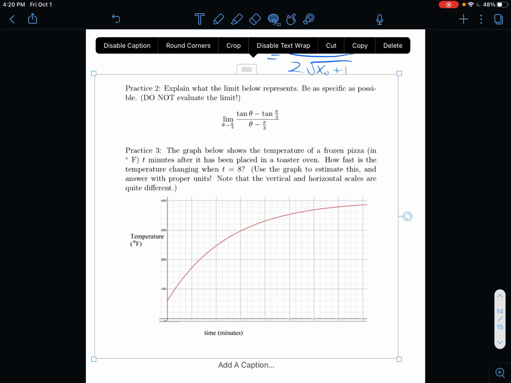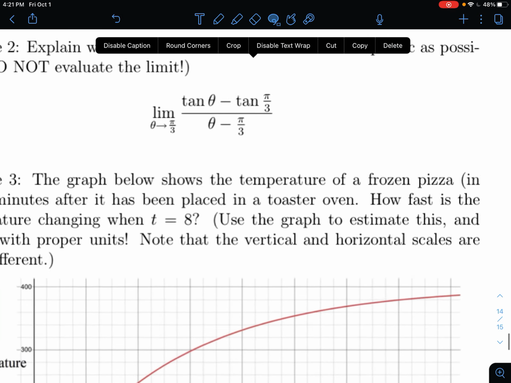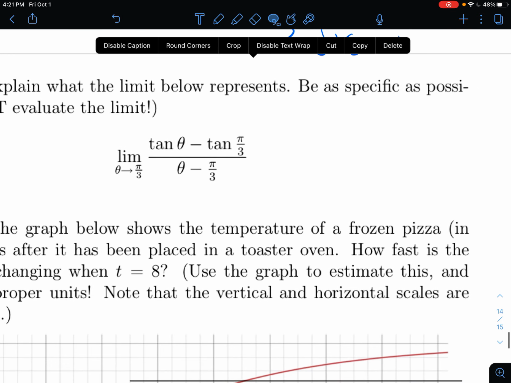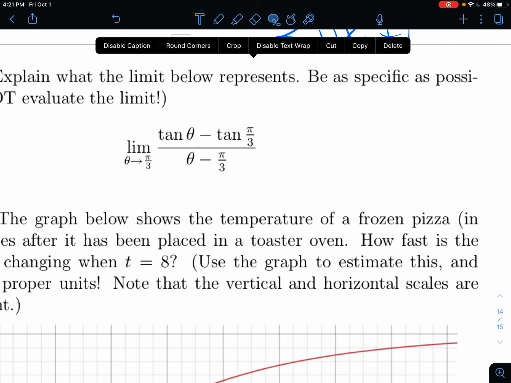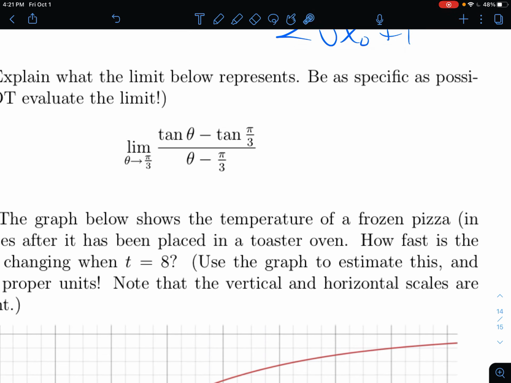All right, so for number 2, explain what this represents. So this, you have to notice this pattern. What do we have here? We have theta minus pi over 3, tan theta minus tan pi over 3. You need to notice that that follows the pattern of a function applied to b minus a function applied to a over b minus a. That's an average rate of change.